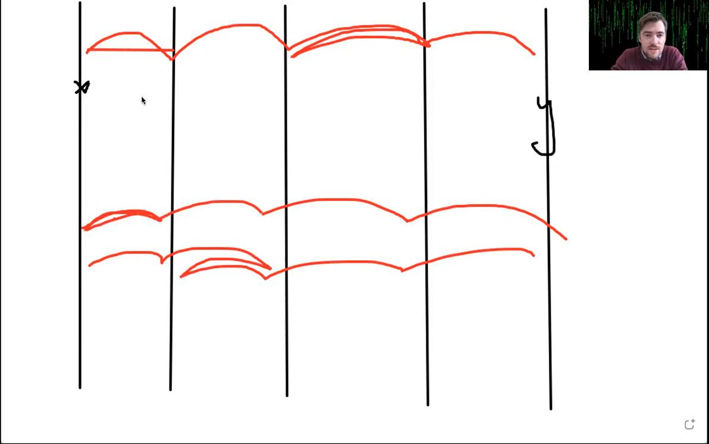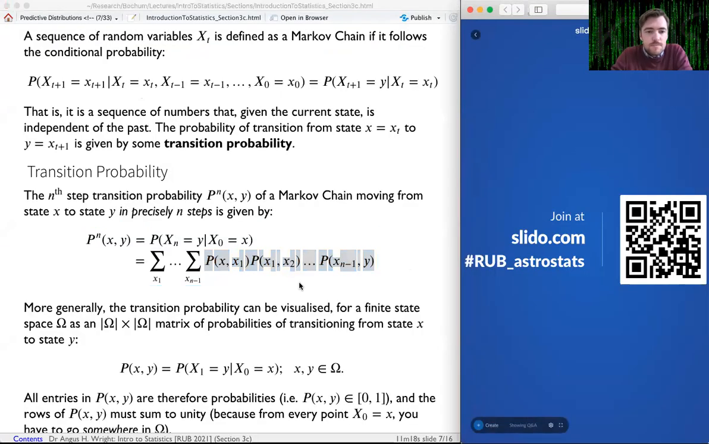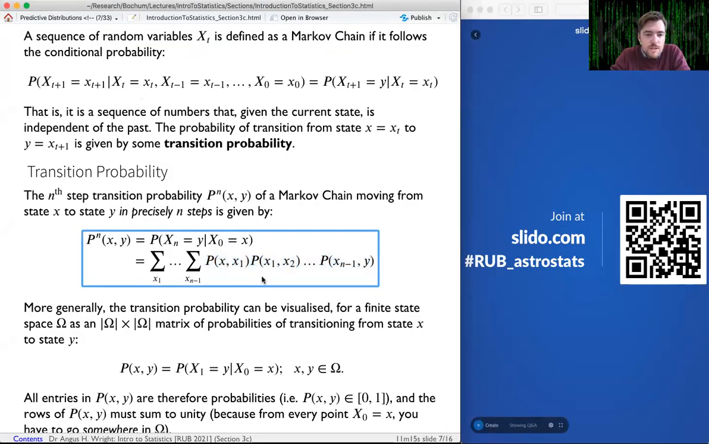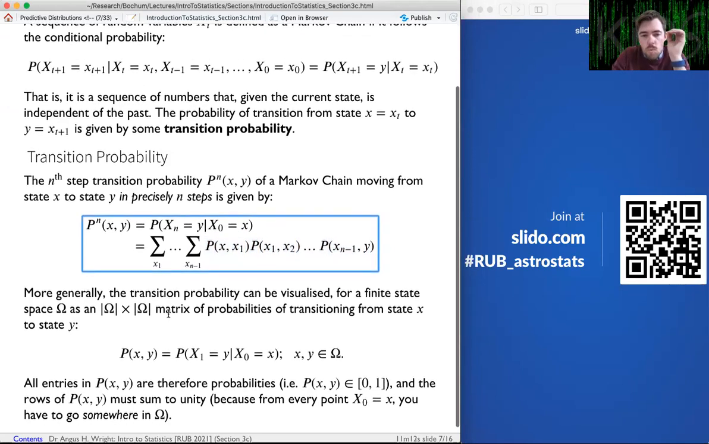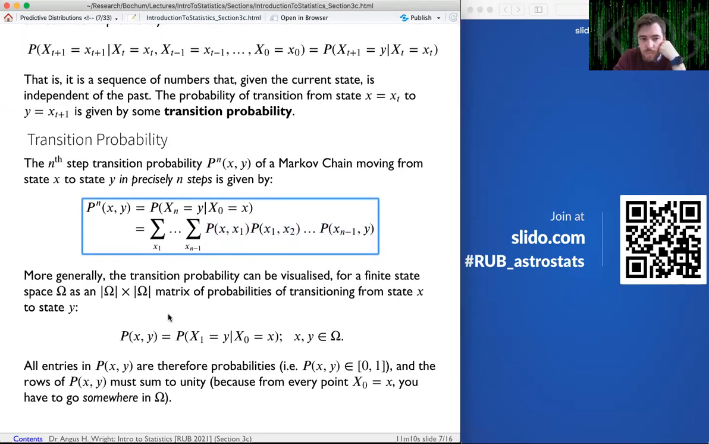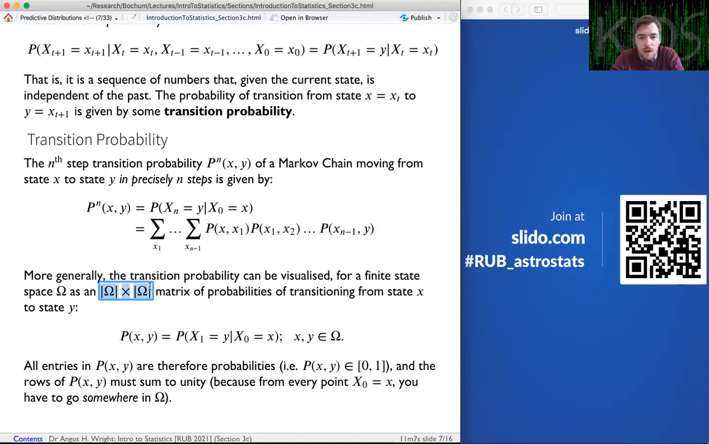And when you're doing this calculation that we just had on the slides, we need to integrate, or rather sum, over all possible combinations of those things. That's what this transition probability calculates. The way you can think about this transition probability is that for a finite state space, like what we just showed, it produces an omega by omega matrix. And that matrix has the probability of transitioning from state X to state Y, given you're at state X.